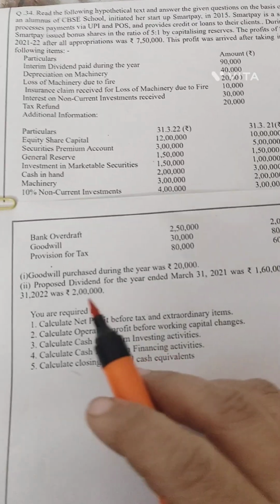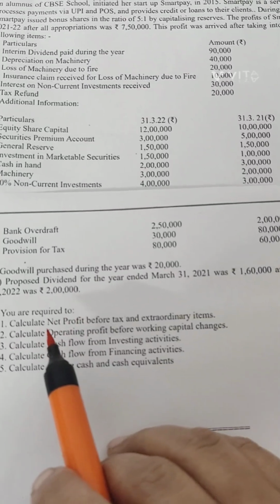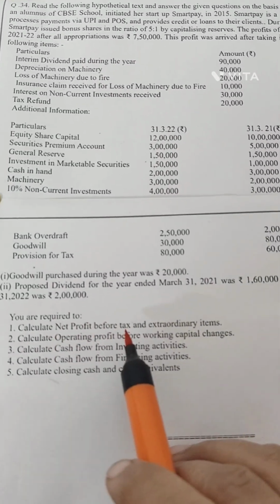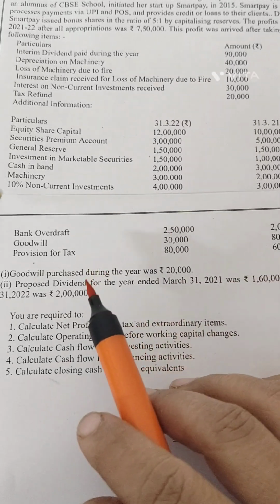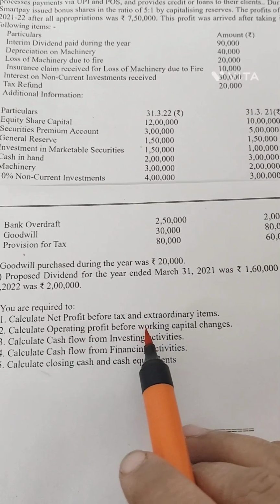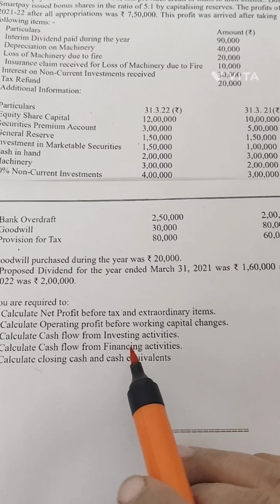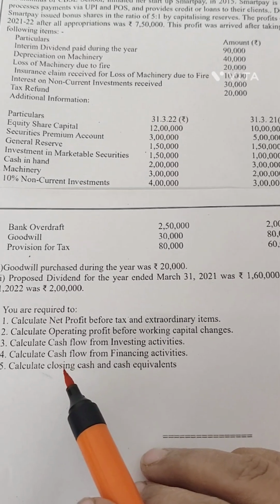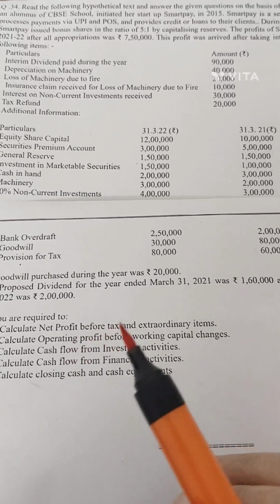First of all, you are asked not to prepare the full-fledged cash flow statement, rather you are asked to calculate net profit before tax and extraordinary items, operating profit before working capital changes, investing activity cash flow, financing activity cash flow, and closing cash and cash equivalents. Right? So let's start with the question.